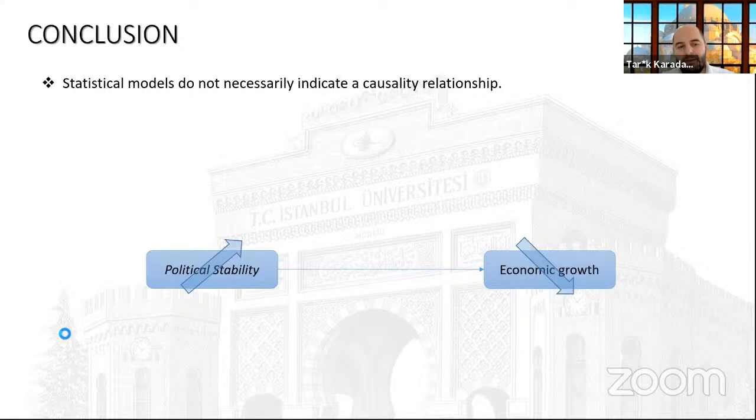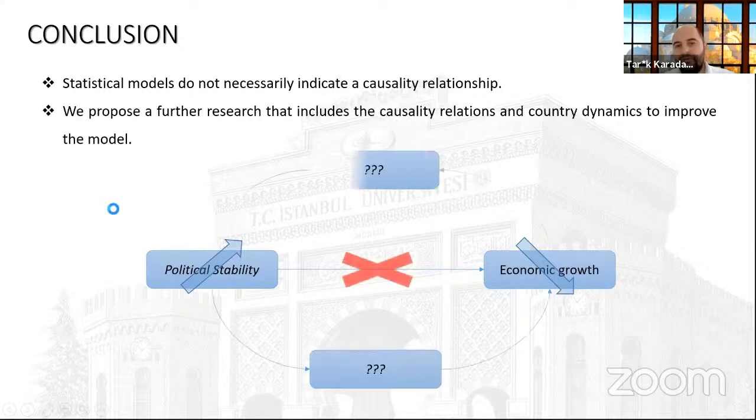But we propose further research to improve the model that includes the causality relationships between the country dynamics, to get an accurate result, to see the dependencies between the institutions and the economic growth.